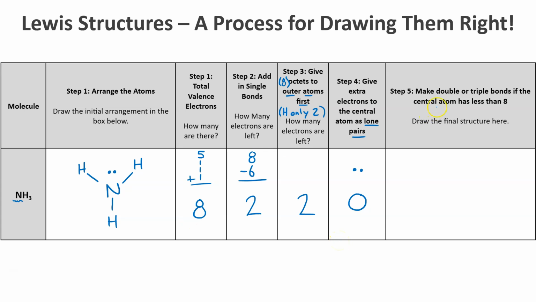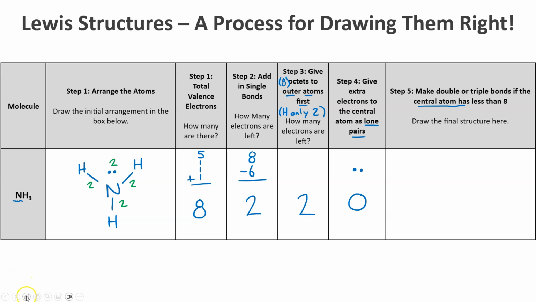The last thing you're going to do in step 5 is make double or triple bonds if the central atom has less than 8. So we're going to go back one last time. I know that my hydrogens have octets because I checked that in step 3, but I haven't checked my central atom to make sure that it has 8 valence electrons, so let's count those together now. Maybe I'll switch colors and do this in green. Remember, each single bond is 2 electrons, so the nitrogen has 2 electrons here, 2 electrons here, 2 here, and 2 here. That is a total of 8 valence electrons.